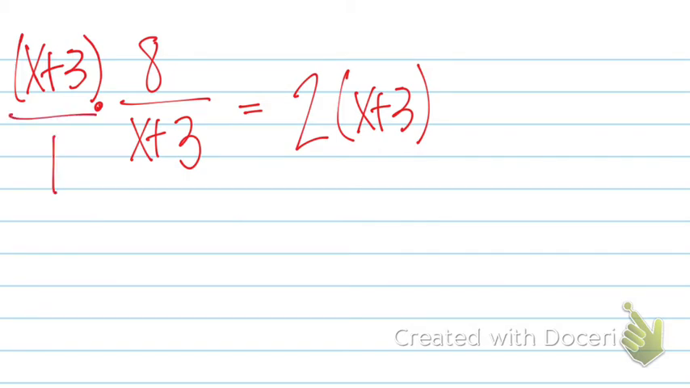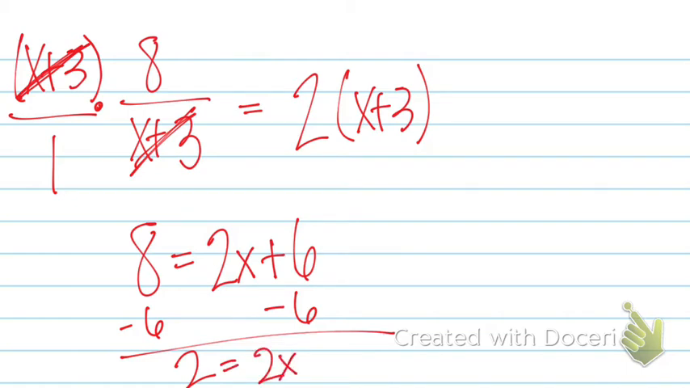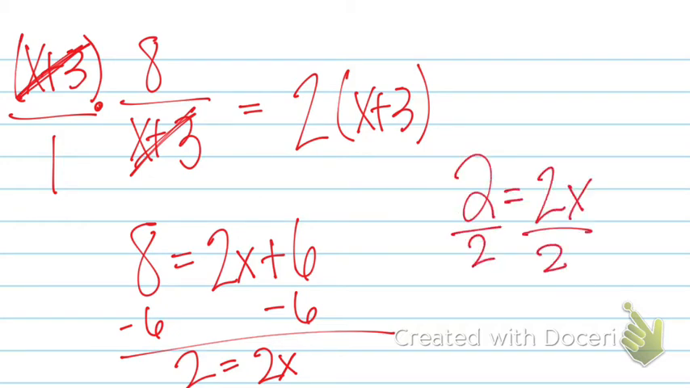On the left side, what cancels? The x plus 3, because I have one on the top and I have one on the bottom. So 8 equals, got to simplify the right side, 2x plus 6. Now you just have to solve for x. Subtract 6. You're left with 2 equals 2x. Divide 2 by both sides and I get x equals 1.